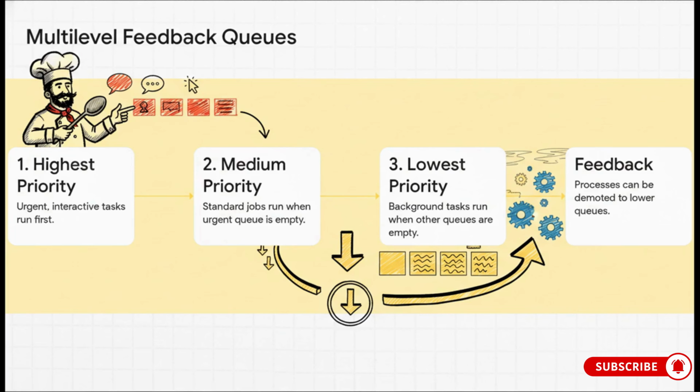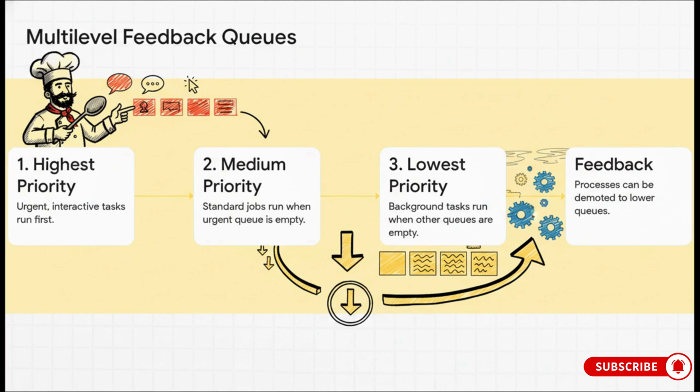Instead of one big line of tickets, imagine 3 lines, each with a different priority. The top queue is for VIP, urgent, interactive tasks. Our chef always checks this queue first. If, and only if, this queue is empty, do they look at the second queue for normal, everyday jobs.